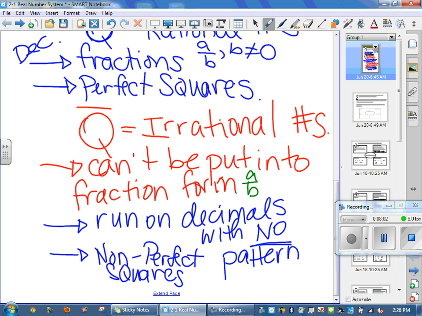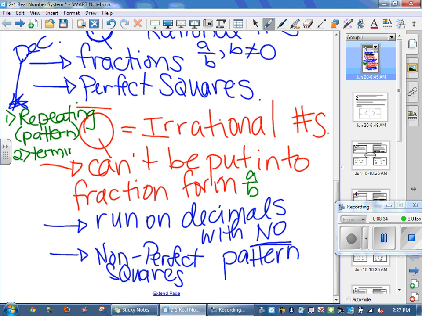Okay. Now let's go back up to the top here on rationals. There's two kinds of decimals that we can have in rationals. One is called repeating decimals, with a pattern. And the other kind of decimal is called terminating, which means they stop or end. Those are the kind of decimals that are allowed to happen in the rational one. In the irrational one, we don't see those kinds of decimals. We only see run-on decimals with no patterns.